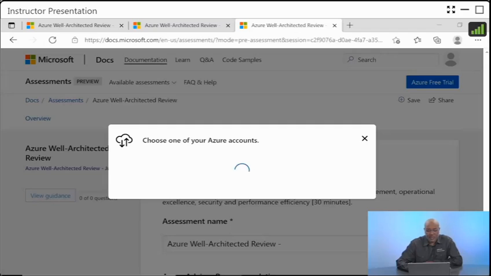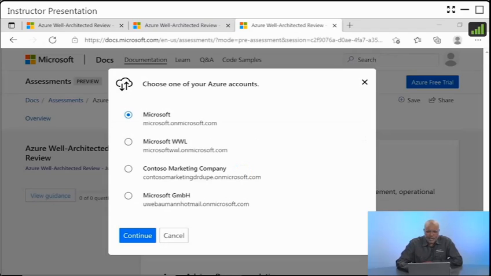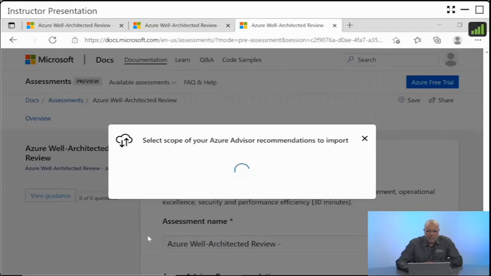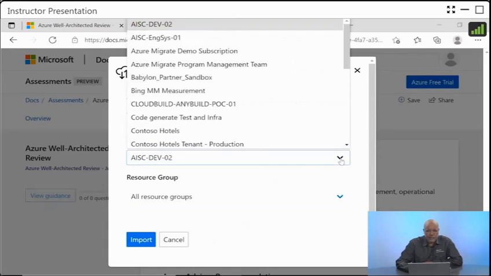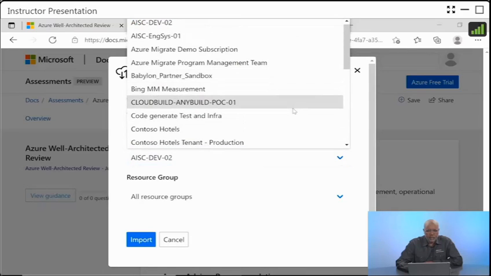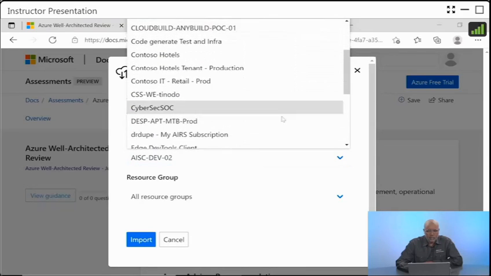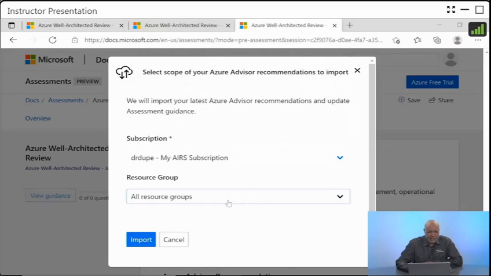Then I'm going to choose an Azure account, an existing account that I already have. So I'll choose my Microsoft account. And then it's asking me to select the scope of my Azure Advisor recommendations to import. And it's going to give me the option of choosing a subscription and resource groups. So I'll choose my Azure subscription here. And I'm going to leave this as all resource groups.